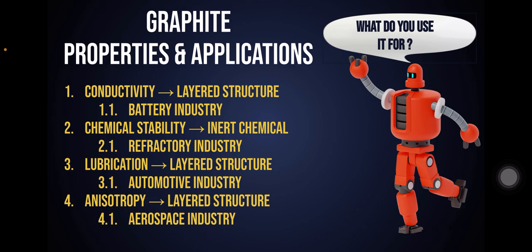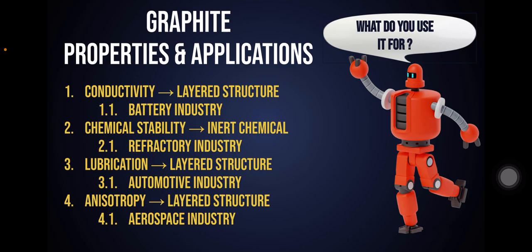And finally, our last one, which essentially talks about how graphite shows anisotropic properties, meaning that the material will exhibit different properties in different directions. And once again, this is due to the layering structure of the material, which is going to result in different bonding patterns and different strength in different directions, which essentially is the meaning of this property.